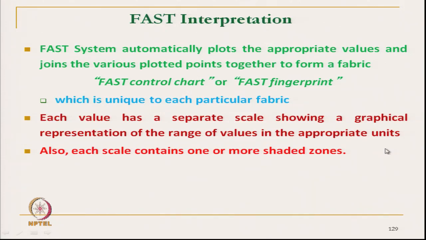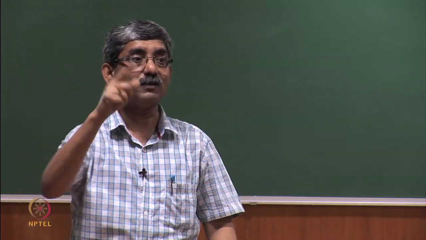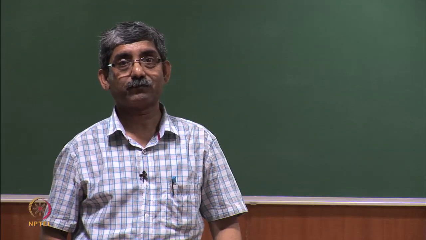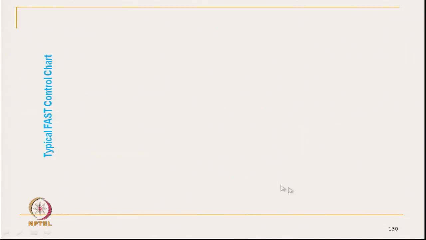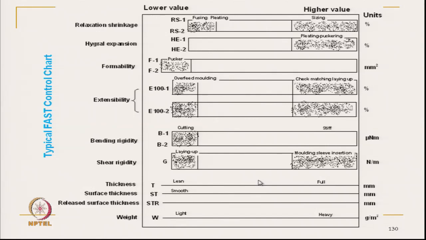Shaded zone means it is a problematic zone. Within that zone, if the fabric gives the value, that means we can anticipate some problem in application. If the fingerprint falls into one of these zones, okay, that is the shaded zone, a potential problem with the particular aspect of fabric performance is indicated. Okay. So, now let us see a typical FAST control chart. This is the empty FAST control chart.